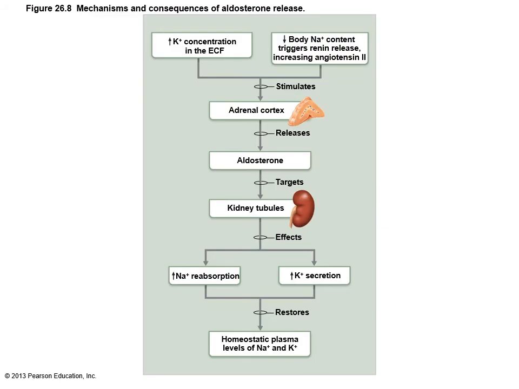This is looking at mechanisms and consequences of aldosterone release. Over here you see if potassium levels are high in the extracellular fluid, or if you have a low body sodium content, which triggers renin release and increases angiotensin, either one of those can bring out the same effect. It'll stimulate the adrenal cortex to release aldosterone, targets the kidney tubules, and the kidney tubules will cause more sodium to be reabsorbed, and at the same time get rid of potassium, and that's going to restore the homeostatic plasma levels of sodium and potassium.